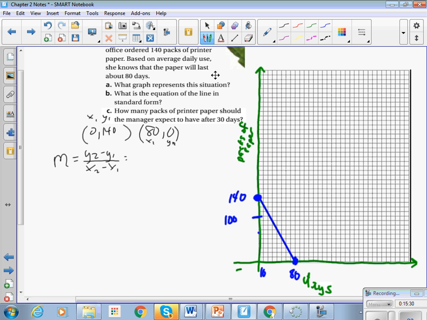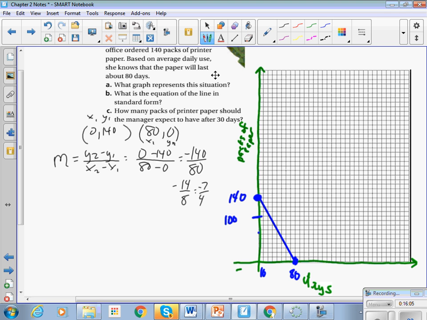we know that our slope is going to be 0 minus 140 over 80 minus 0, which gives me negative 140 over 80. And we've got to reduce that down. That's definitely going to be equal to negative 14 over 8, and since 2 goes into both of these, it'll be negative 7/4 as my slope.